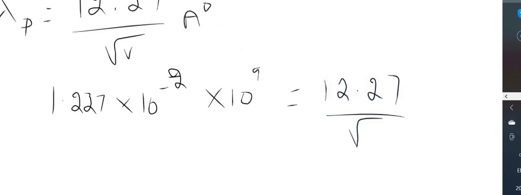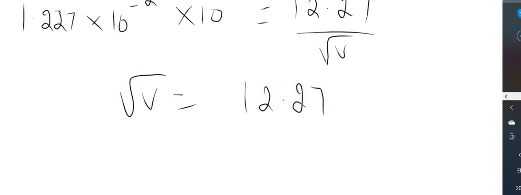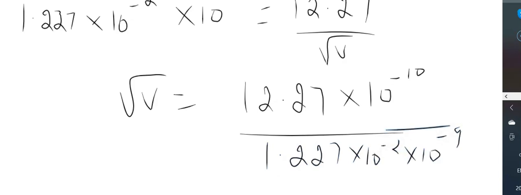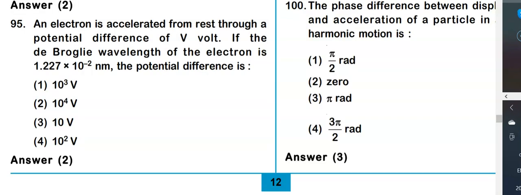12.27 divided by root V. We need root V, we need to find out V. So root V is equal to 12.27 into 10 to the power of minus 10, since this is given in angstroms so let me convert it to meters, divided by 1.227 into 10 to the power of minus 2 into 10 to the power of minus 9. When we simplify this, it is nothing but 10 to the power of 4. Let's see which option is correct. 10 to the power of 4, option 2 is correct.